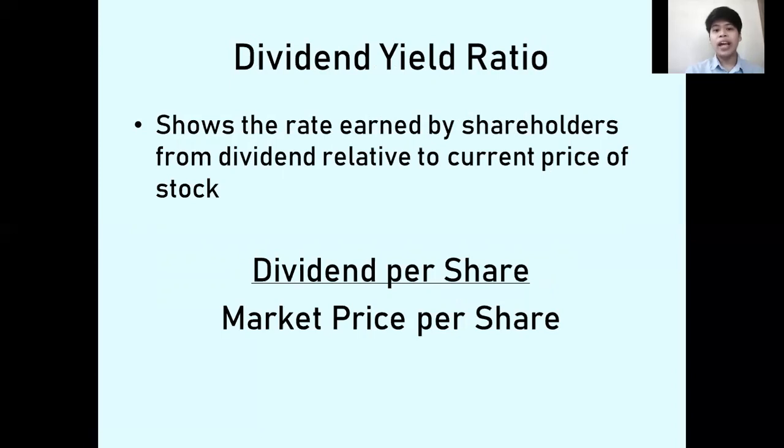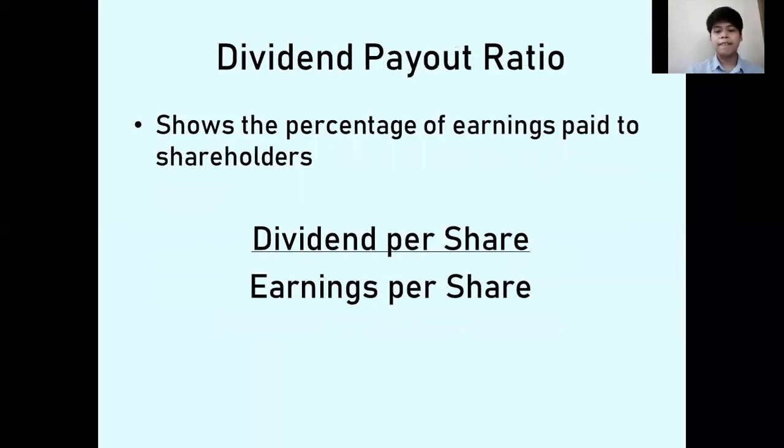Right now, we have the dividend yield ratio. It shows the rate earned by shareholders from dividend relative to current share price of the stock. The formula here is dividend per share divided by market price per share. And finally, we have the dividend payout ratio. It shows the percentage of earnings paid to shareholders.